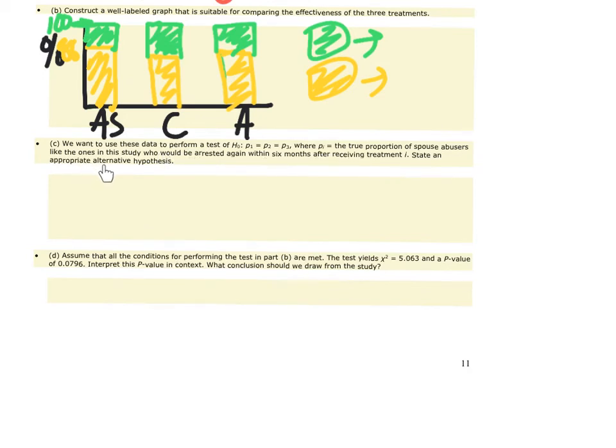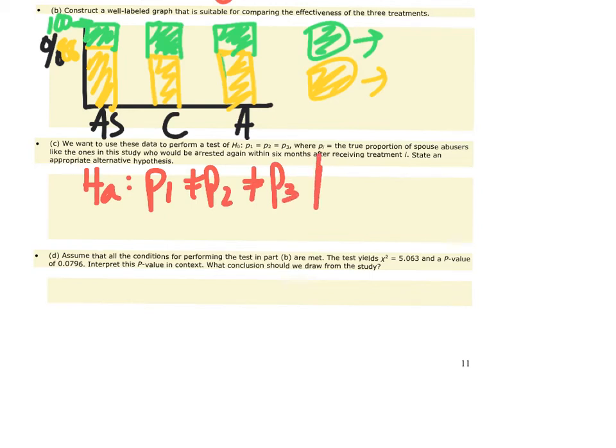State an appropriate alternative hypothesis. Well, if the null is that all the proportions are the same, we know our alternative hypothesis in this case would be H sub A, and we could just say that they are all different. You could actually just say there are some differences in the proportions. You could just list that out. You could do P1 is not equal to P2, maybe is not equal to P3 kind of thing.